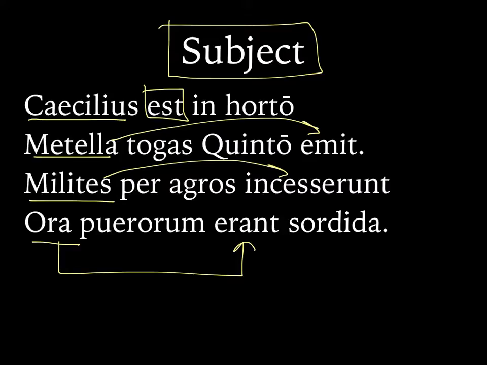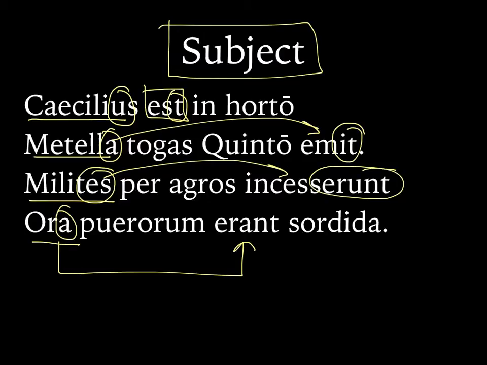So a couple things. Obviously, even though Latin word order is quite flexible, subjects almost always show up at the beginning of the sentence. And then secondly, remember that subjects and verbs must agree. So in these first two sentences, Metella and Caecilius are singular, and the verbs are singular. In these next two sentences, milites and ora are both nominative plural, and the verbs are plural. Ora is neuter, so that's that neuter nominative plural ending.